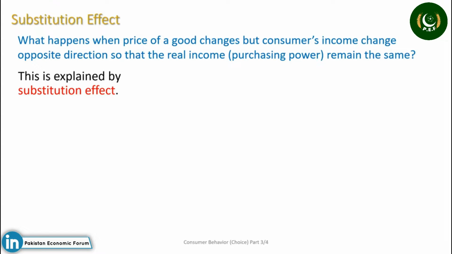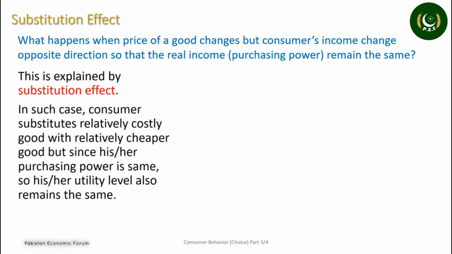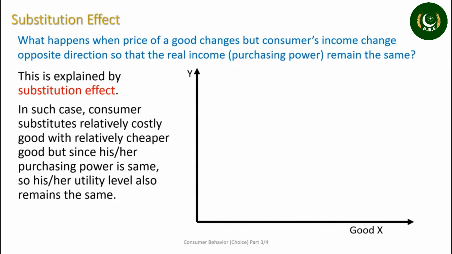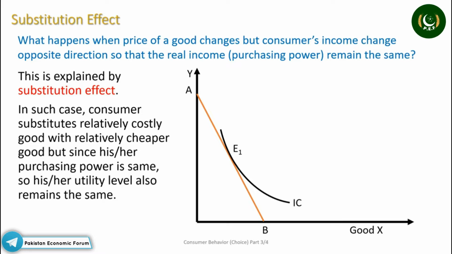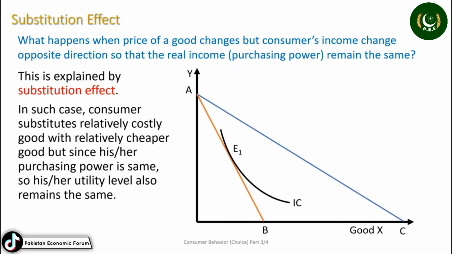So first let's look at the diagram. Initially, the consumer is in equilibrium at point E1, where the budget line AB is tangent to indifference curve. The price of the commodity X decreased. This resulted in rotation of budget line. However, the income of the consumer, the take-home income, also decreased, so that the purchasing power remained the same. This decrease in the income resulted in backward shifting of budget line.